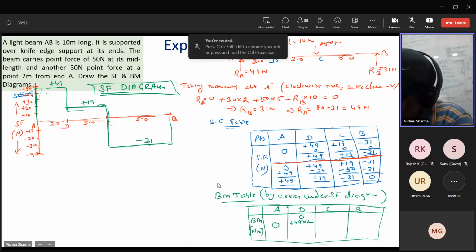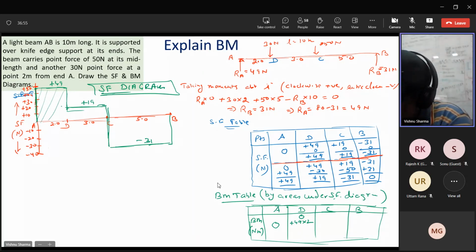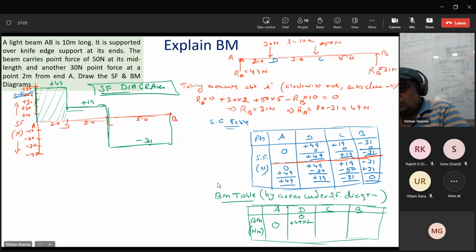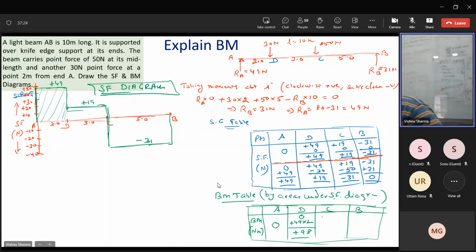Guys, we are talking of this area. This is the change. You don't have to shade it. I'm shading it only for explaining. And this area will be 49 into 2. Yes or no? Yes. So the bending moment at D would be plus 98. Any questions up to bending moment at D, guys? Please let me know if there's any concern. No, sir. Carry forward this plus 98, beta.